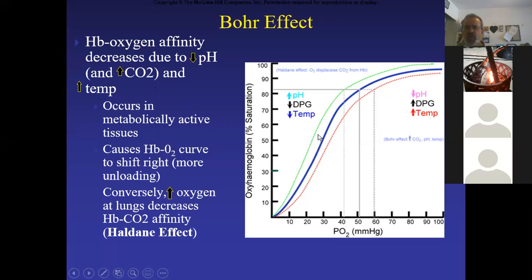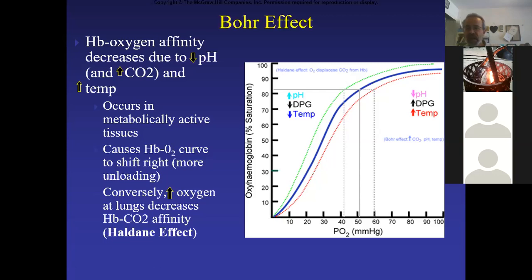So this is just a normal curve. At metabolically active tissues, this curve shifts to the right. This is what's called the Bohr effect. It's named after Christian Bohr, who was a well-known biologist. His son, Niels Bohr, was actually a well-known physicist. They both won Nobel Prizes. So pretty well-known family. All right, so the Bohr effect is a decrease in hemoglobin oxygen affinity due to these factors that occurs in metabolically active tissues, causing the curve to shift to the right.